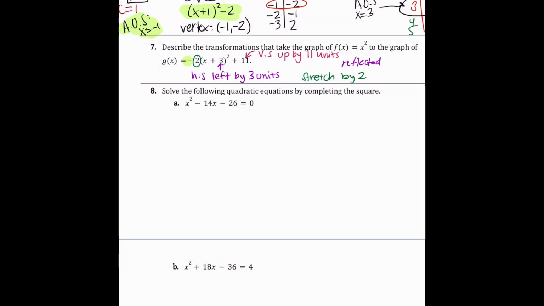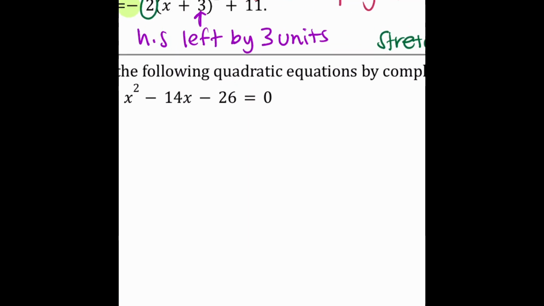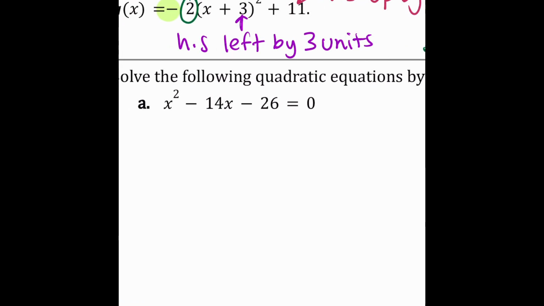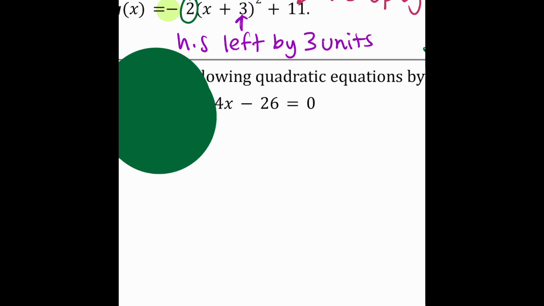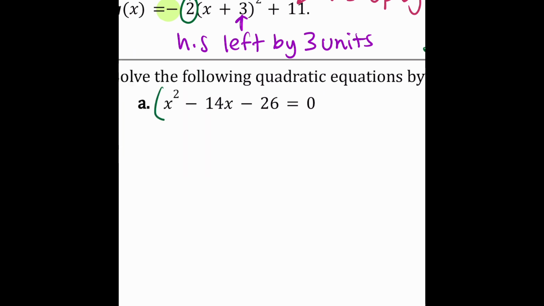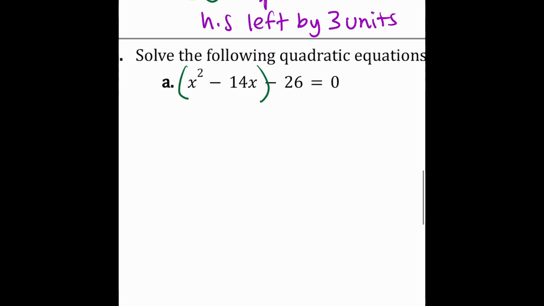It asks us to go ahead and complete the square with the following quadratic equations. Okay, here's my first one. I know that this is A, this is B. And I need to find C because 26 is not a perfect number. So I have A, I have B. I need to think about what is my C value. Okay, C is just B divided by 2 squared.